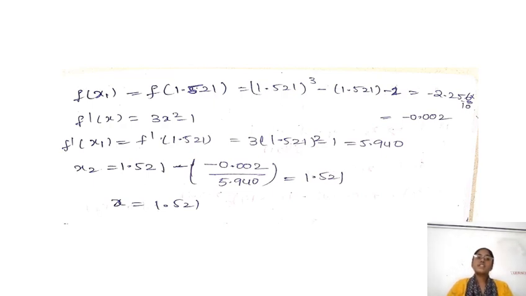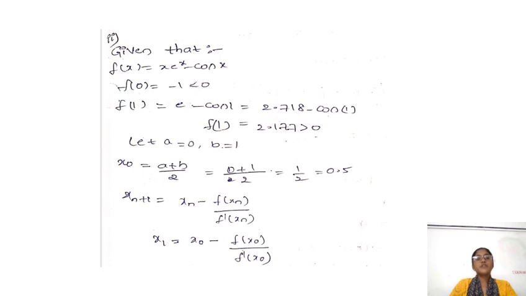f dash x is equal to 3x square minus 1. f dash of 1.52 is equal to 3 into 1.52 square minus 1, which is equal to 5.94. x2 is equal to 1.52 minus 0.002 by 5.94, that implies 1.52. So x is equal to 1.52.